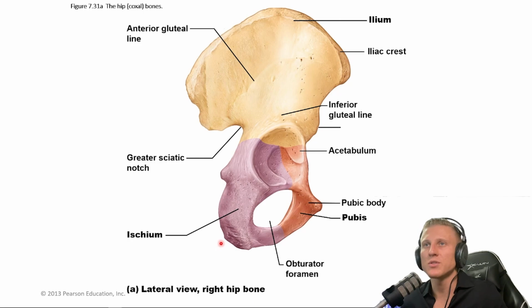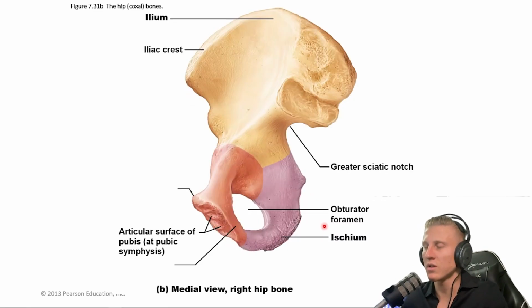We have the ischium, which is what you are probably sitting on right now. The obturator foramen, very important for passage of nerves and blood vessels. Pubic region on the anterior surface. And then the pubic symphysis being the binding point, connective tissue between the 2 frontal portions of the coxal bone. Same thing, different perspective. Cool. This is the articular surface upon which is the pubic symphysis. Okay.